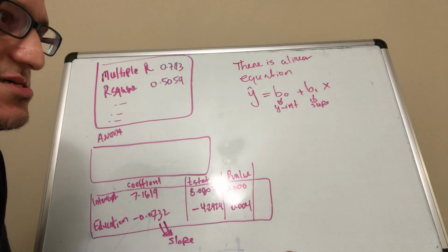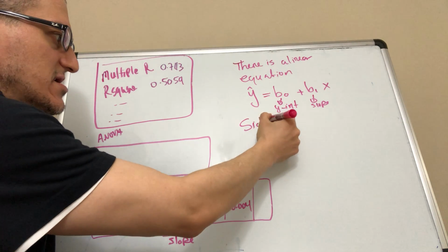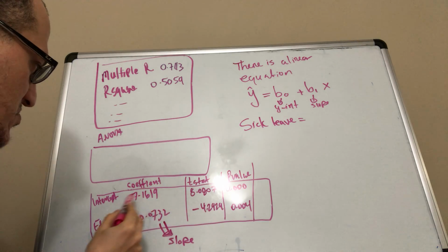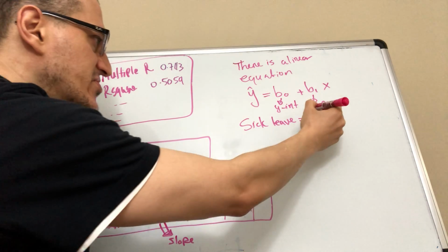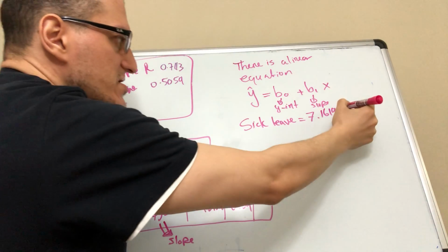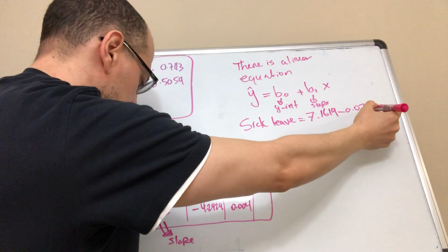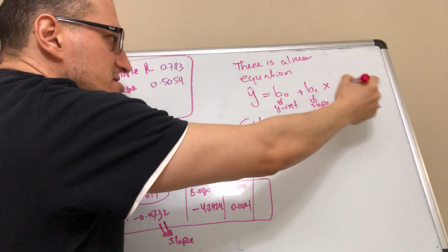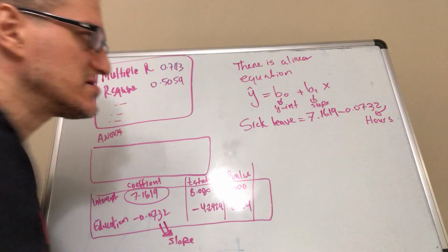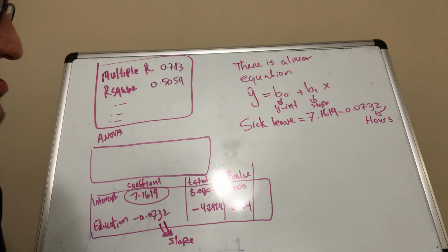Now your y hat, that's your sick days or sick leave. Your intercept would be from this table 7.1619, and the slope is 0.0732, and your x would be hours. So this is the equation that relates sick leave to hours. Now the question is, how strong is this relationship? There are two ways of looking at it.